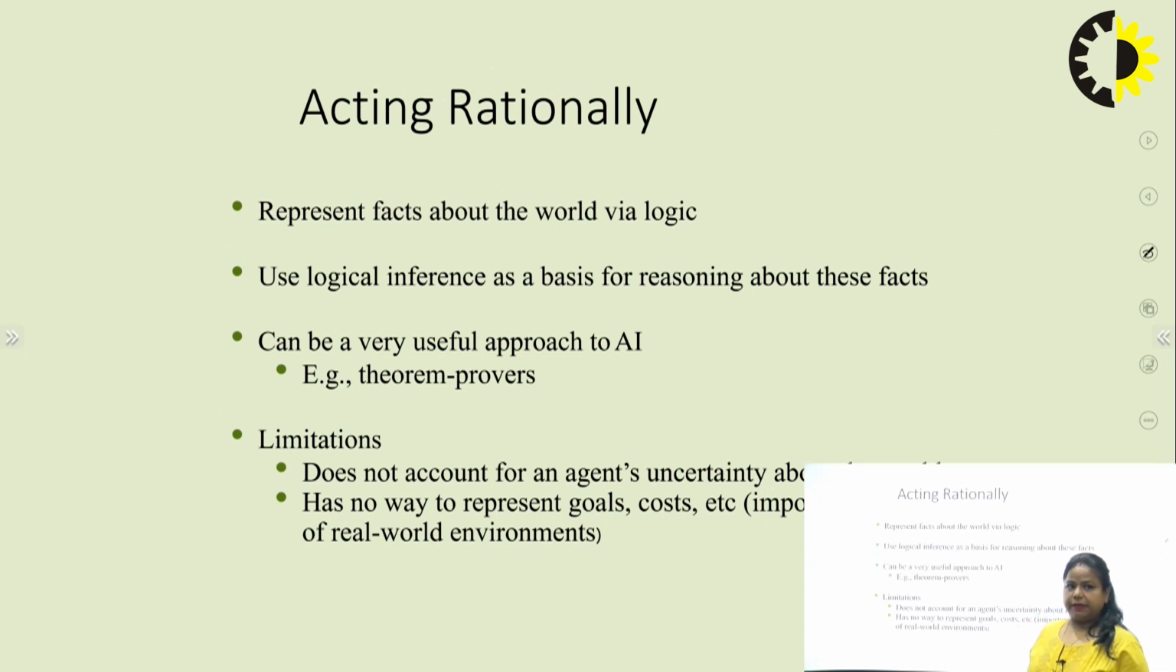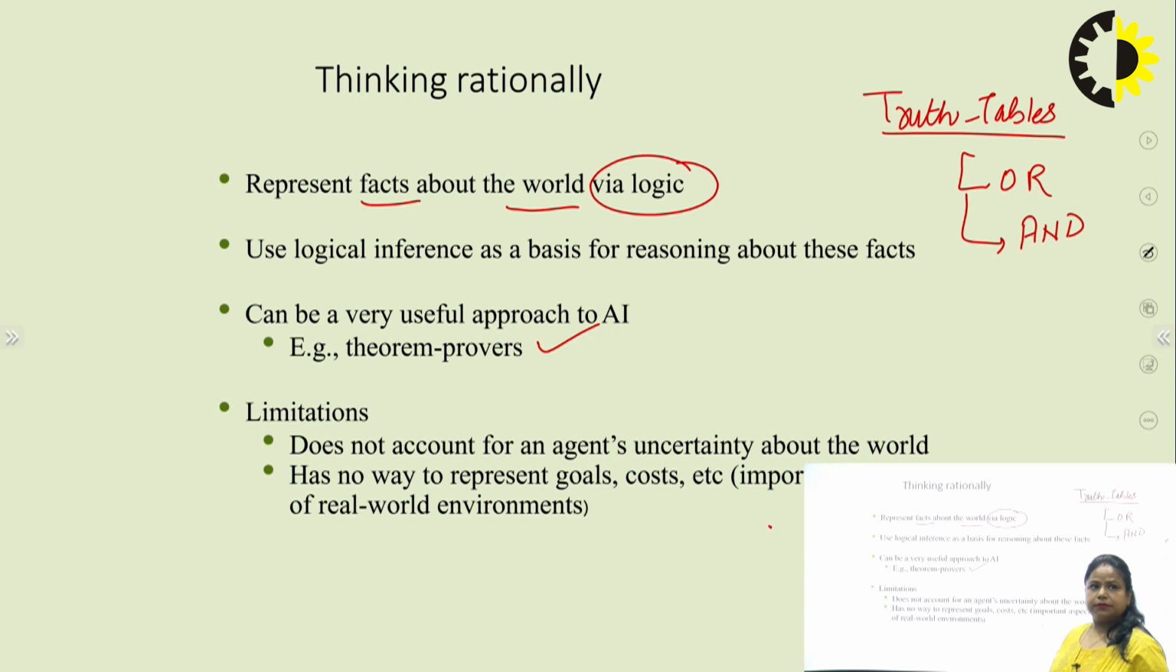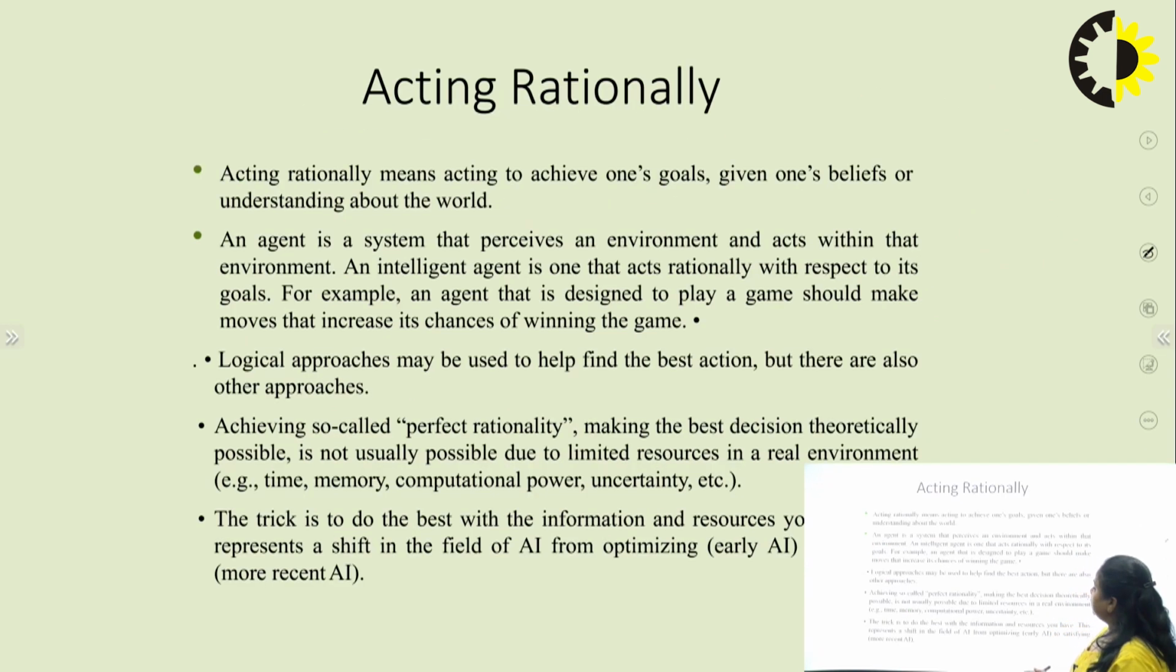Now, acting rationally. Acting rationally means acting to achieve one's goal. Whatever we understand, we give it our belief, and we have to understand the world and achieve that particular target. In the case of acting rationally, there is always an agent at work. Basically, the work of an agent is that it can act rationally with respect to its goal. For example, if you are playing certain games, then an agent designed to play a game should make the moves that increase the chances of winning, right?